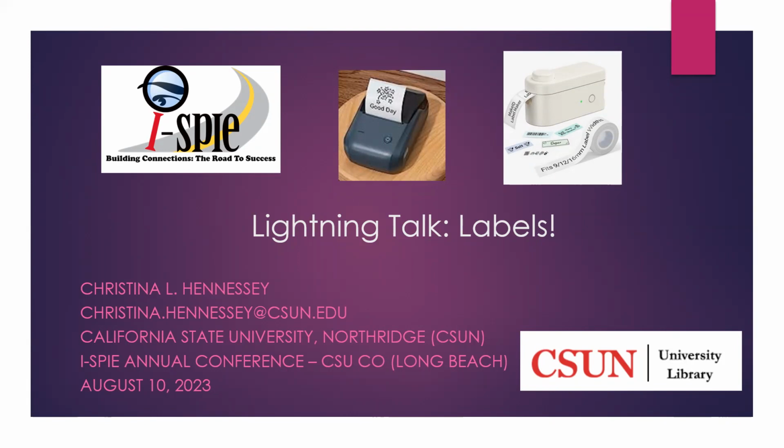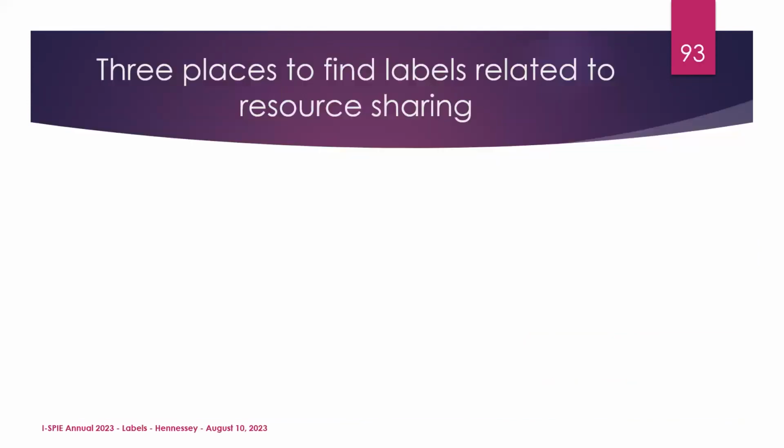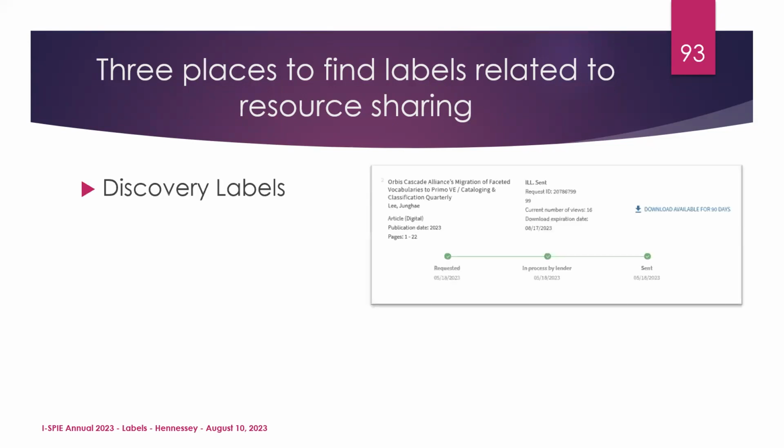I covered some of the stuff on the letter thing earlier, but I'm actually going to talk about how to find the labels that you want to change. So 3 places that you might find labels in relation to resource sharing. There are some other places you can update text and labels across the Ex Libris products, but these are the ones that you're going to see the most.